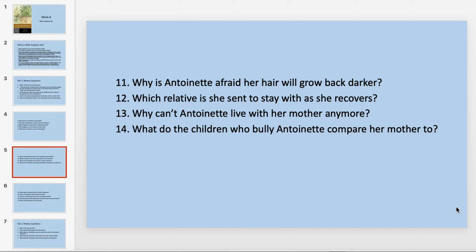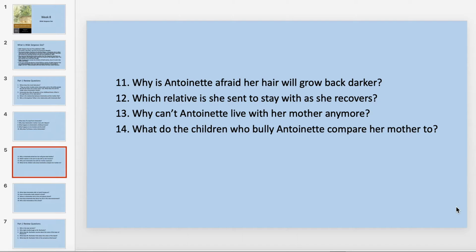Going on to 14, what do the children who bully Antoinette compare her mother to? So we see the word zombie come up a few times in the text. This is one of those instances. And the zombie that we see in the text is going to be different than what we might think of a zombie as being. In our own perception of zombies, if you think of Hollywood, if you think of shows like The Walking Dead, we think of a zombie as being someone who's come back from the dead. But in this historical context, there's a different view of a zombie.